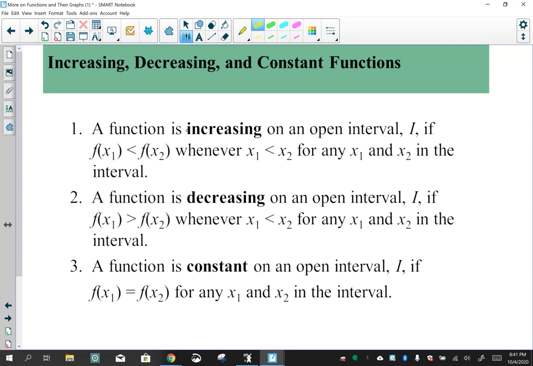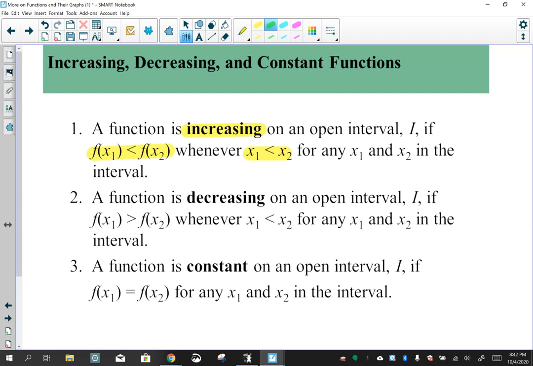So you know a function's going to be increasing when your x's increase and your y's increase. So your x's are always going to be increasing and your y's will always increase. So as long as that is always true as you read left to right, then you are going to have an increasing function.